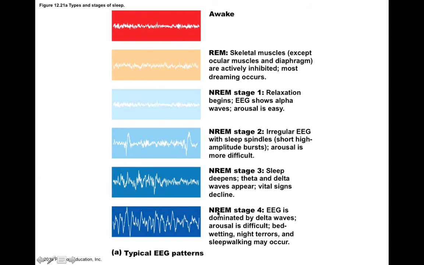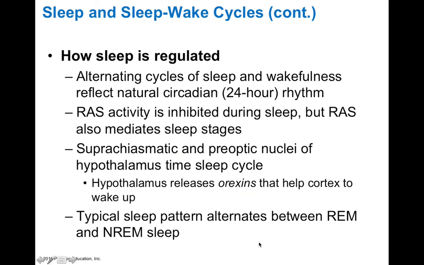So you have lower blood pressure, lower respiratory rhythm, because you're less metabolically active here. And then stage 4 NREM is where EEGs are dominated by the delta waves. This is your deep sleep. Arousal is difficult, but this is also the stage of sleep where things like bedwetting occurs, night terrors can occur, or even sleepwalking may occur in some individuals.